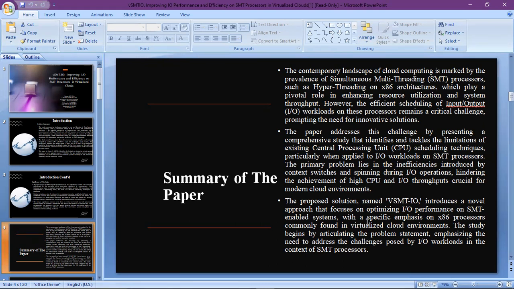The proposed solution, VSMT-IO, introduces a novel approach that specifically focuses on optimizing I/O performance on SMT-enabled systems, with a particular emphasis on x86 processors commonly used in virtualized cloud environments. The study begins by articulating the problem statement, emphasizing the need to address the challenges posed by I/O workloads in the context of SMT processors.